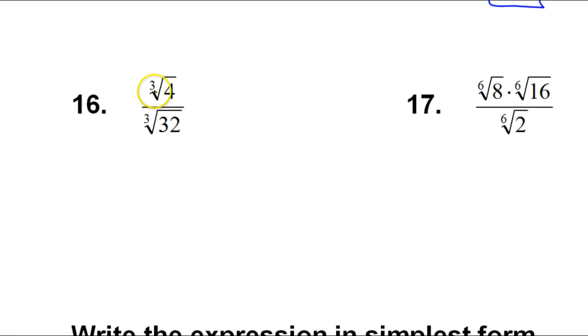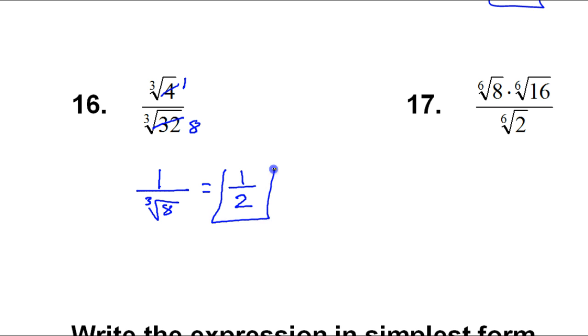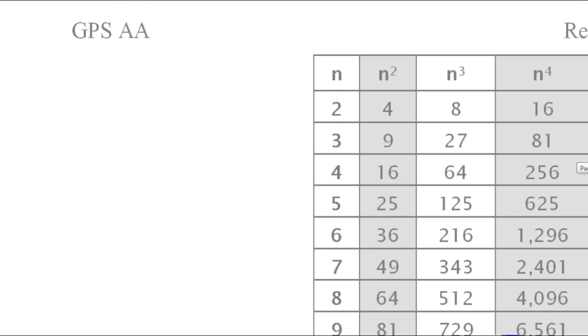All right, on number 16, these both have the same root. If they have the same root, you can do the division. 4 goes into itself once, and 4 goes into 32 8 times. So this is going to become 1 over the cube root of 8. And the cube root of 8 is 2. So this will just be 1 over 2. So that'll be the final answer for number 16. Again, if you haven't memorized this yet, the cube root of 8 is 2. It's on the chart.